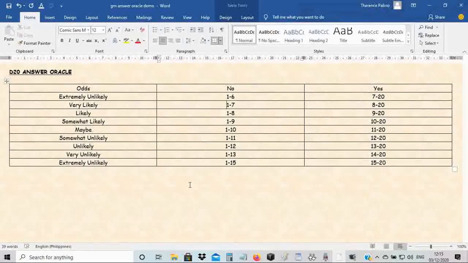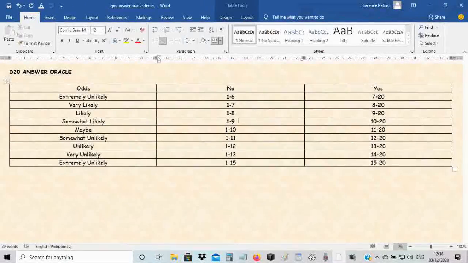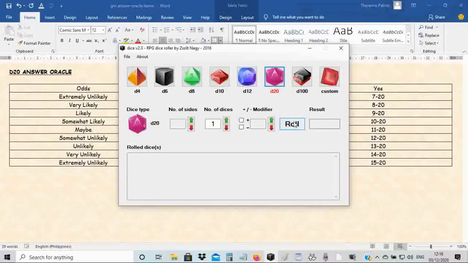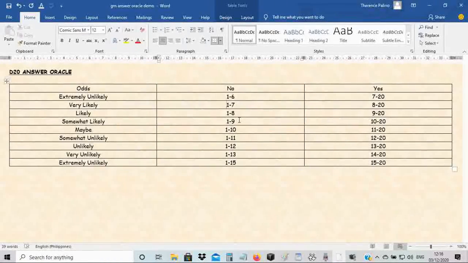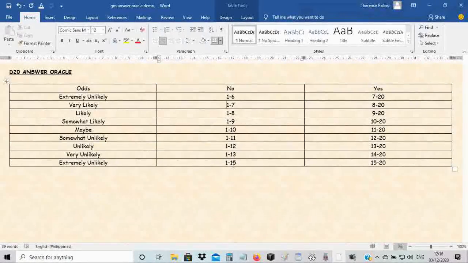This is your answer oracle. So for example, if I were to ask, is there a monster on the other side of this door? Let's say likely, 1 to 8 and 9 to 20. I rolled a 3. No, there is no monster. Now let's choose another. Suppose, do I find any treasure under the bed? Extremely unlikely. Let's roll for it, shall we?